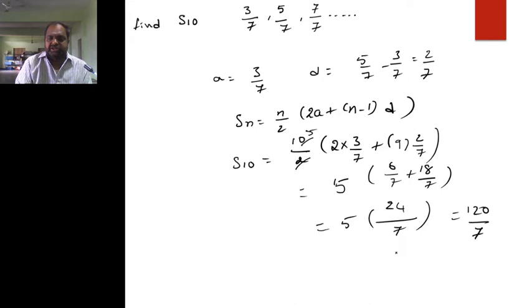3 by 7 plus 5 by 7 plus 7 by 7 plus 9 by 7. We add all these 10 terms, we will get 120 by 7. Okay. So questions always in fractions and D value negative are very very important.